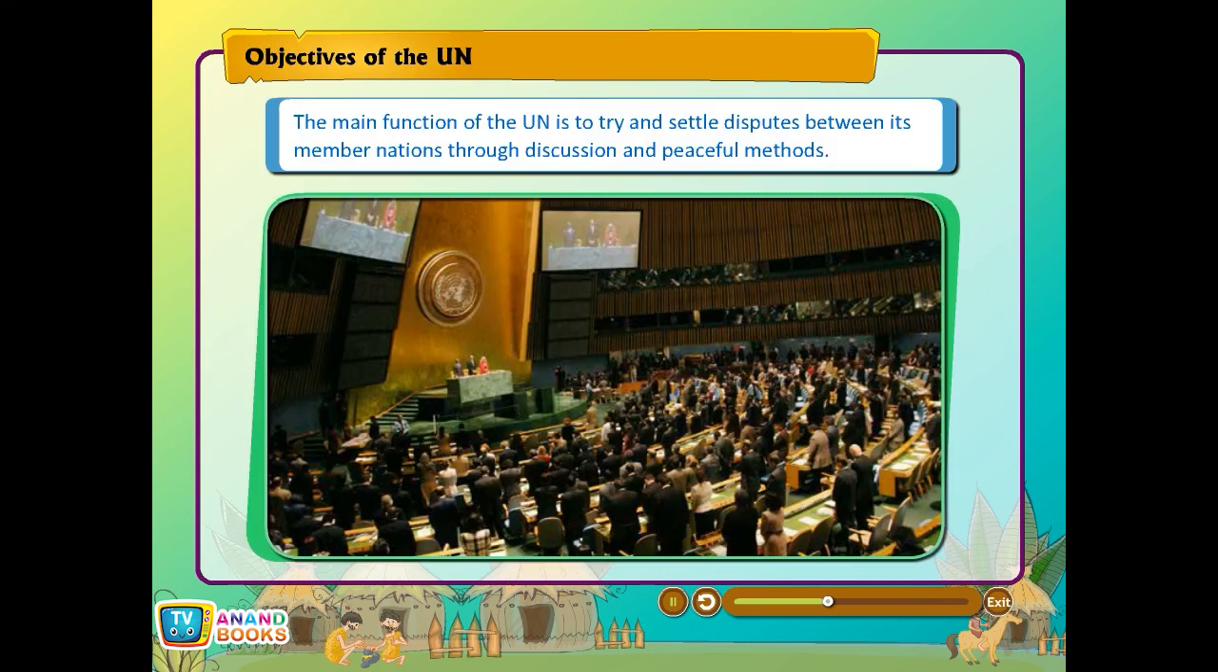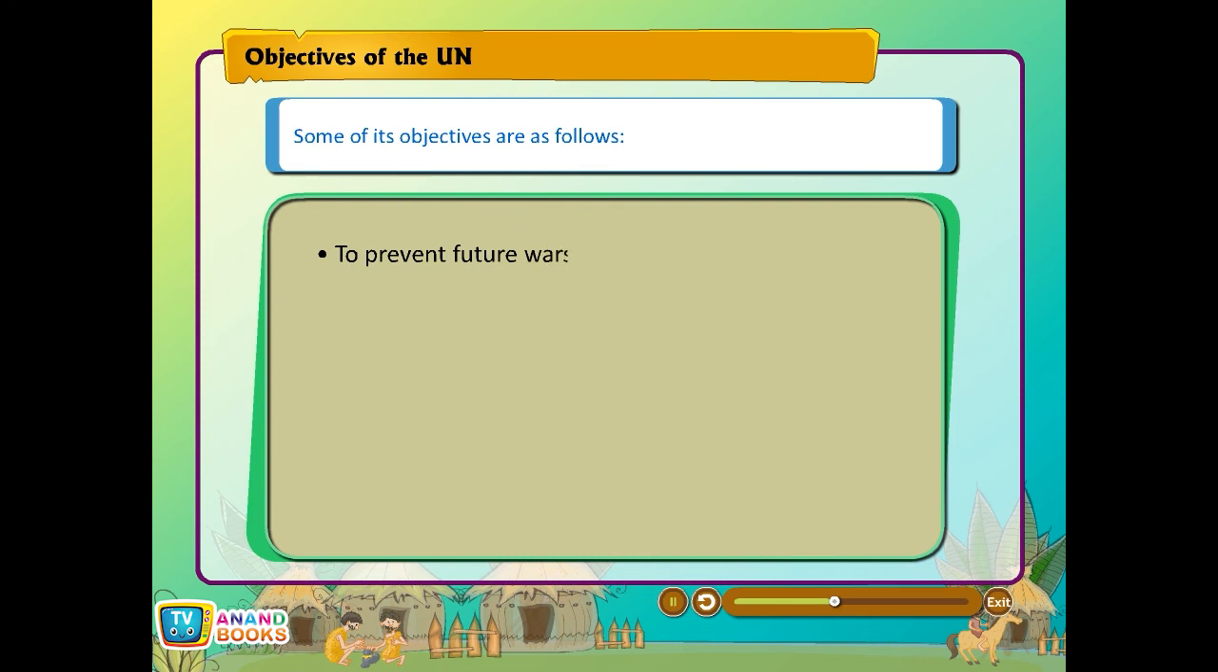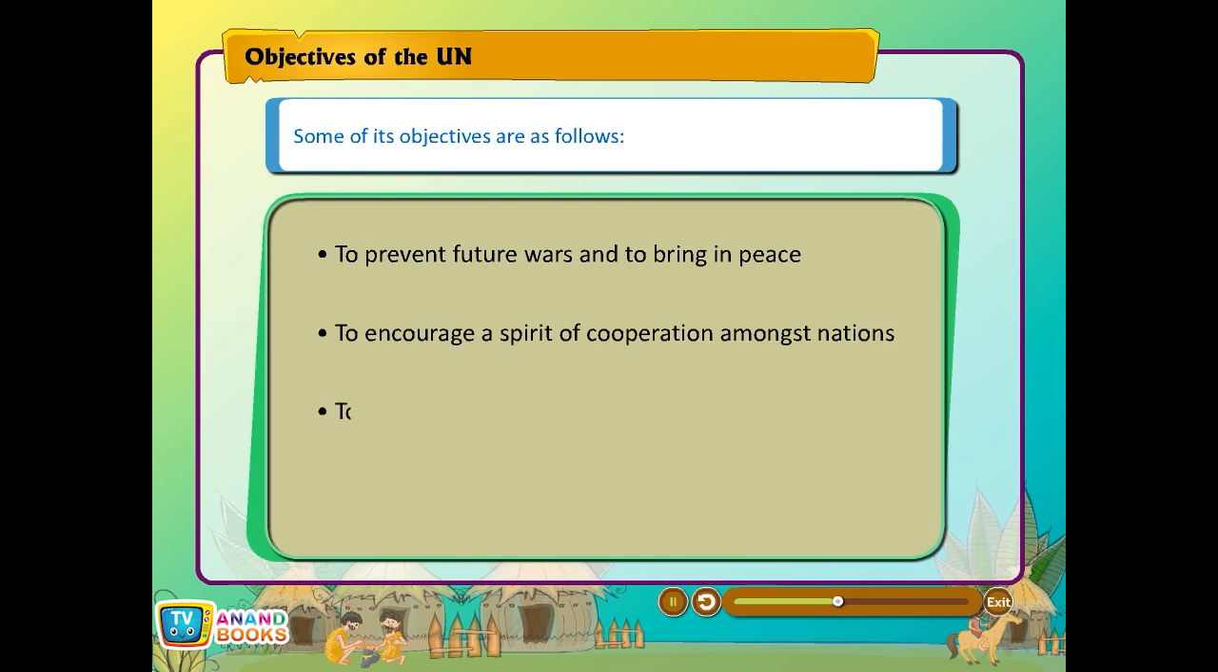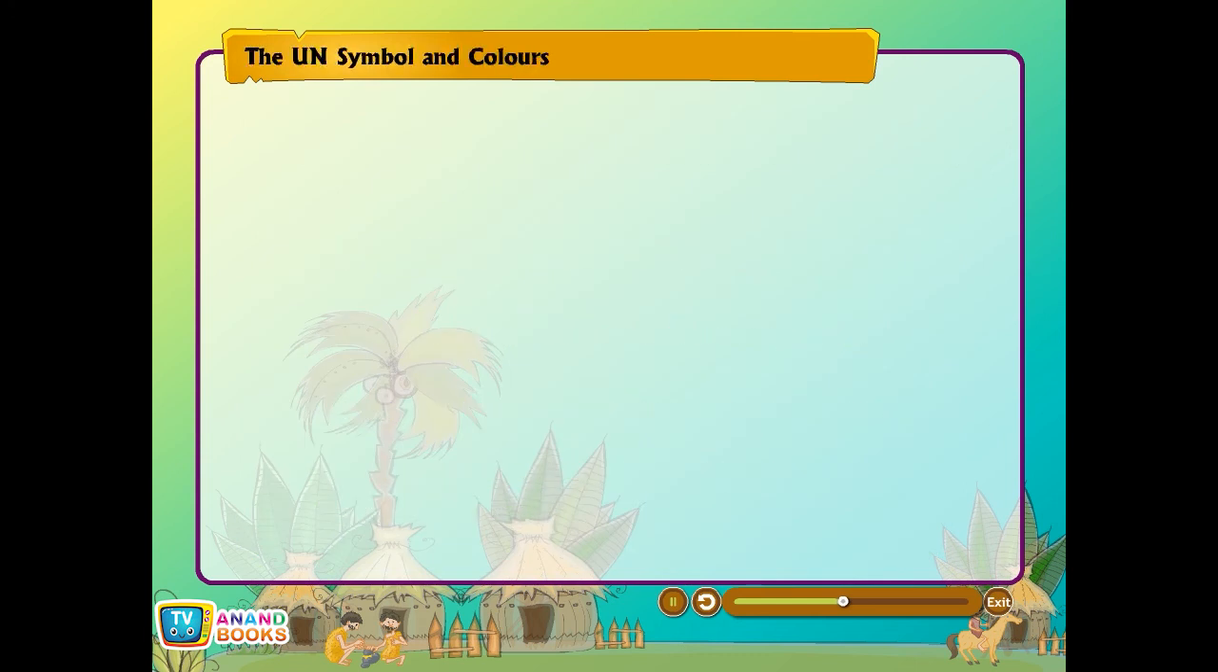Objectives of the UN. The main function of the UN is to try and settle disputes between its member nations through discussion and peaceful methods. Some of its objectives are as follows: to prevent future wars and to bring in peace, to encourage a spirit of cooperation amongst nations, to solve social, cultural and humanitarian problems, to encourage respect of human rights and support freedom for all people.